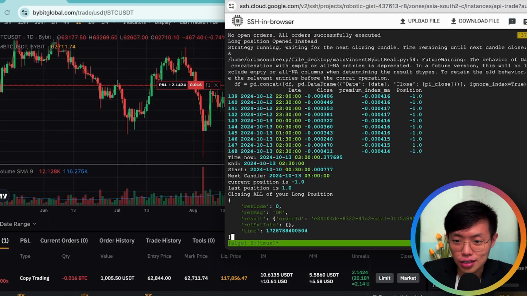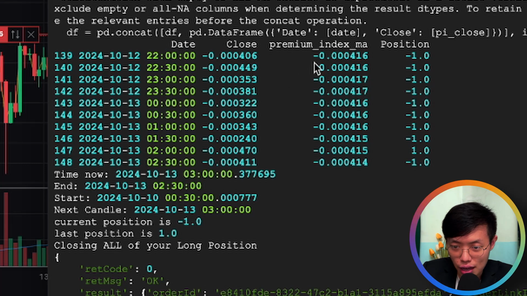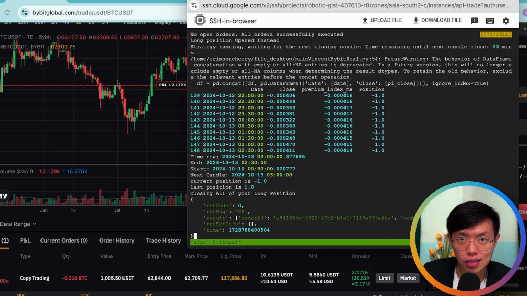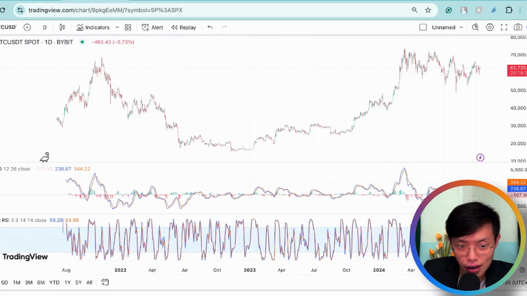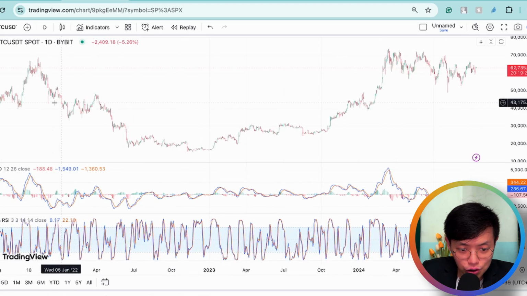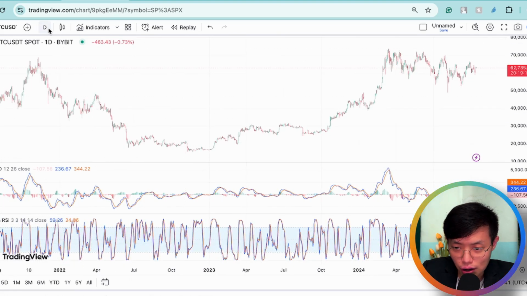As you can see, right now I'm running this premium index data from this virtual machine. So what is the premium index, and why am I running this leading data? In order to explain that, let's go to the chart. This chart is the Bitcoin daily price on Bybit. I'm going to switch it to weekly so it zooms out better.